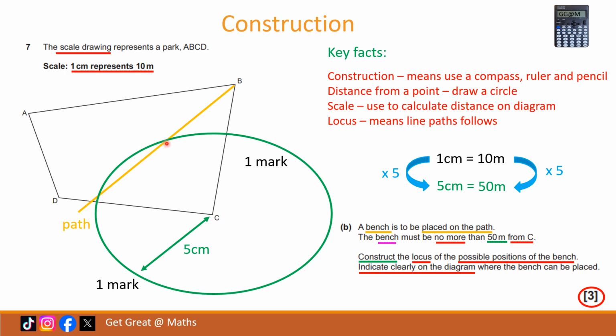So here and here. So you need to indicate those clearly for your 3rd and final mark to say that the bench must be where the 2 points cross. So where the path and the circle cross, which will give you your last and final mark. So that's where your 3 marks are awarded. Give yourself a tick, mark your answers and give yourself a score out of 3 for how many you got. Well done, guys.